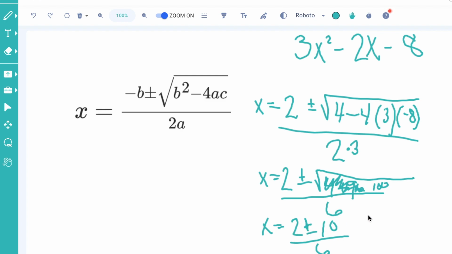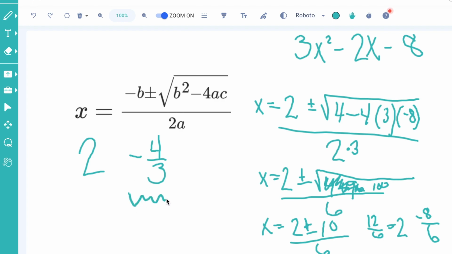All right, so let's say we go with the plus first. 2 plus 10 is 12, and 12 sixths is 2. So one of the x-intercepts is at 2. And then if we do 2 minus 10, we get negative 8, and we can simplify that to negative 4/3. All right, so when you put in your x-intercepts, you can keep it as an improper fraction. So this would be a perfect answer.